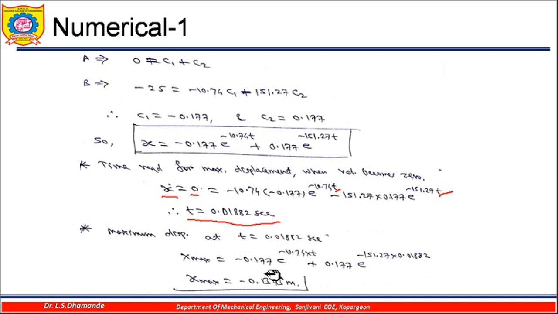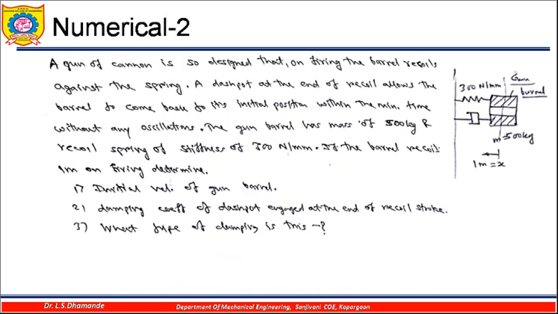So x max is equal to, again I am using the same expression of displacement and just putting the value of t as obtained from this expression. So this maximum displacement that I will get is minus 0.1343 meters. So this is the complete solution of this particular numerical. Now I will see another numerical.